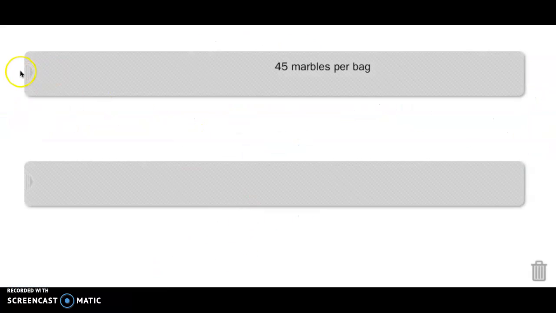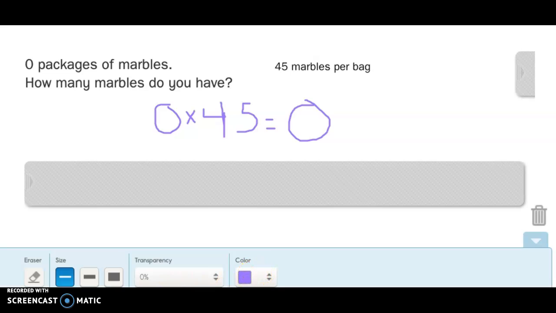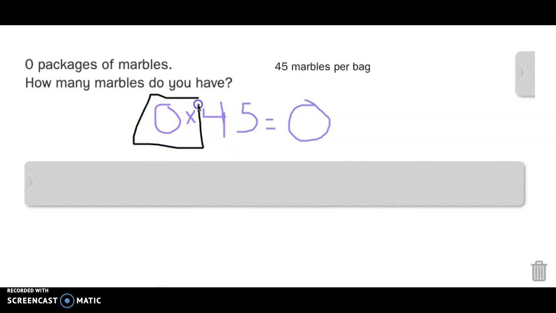Get your boards ready. Again, you have 0 packages of marbles. How many marbles do you have? That's like saying 0 times 45. Well, guess what? Here's me drawing my packages. You don't have any packages. So if you don't have any packages of marbles, guess how many marbles you have? None. Here's your rule: any number times 0 is always 0. If you have 0 of a number, you still have 0.